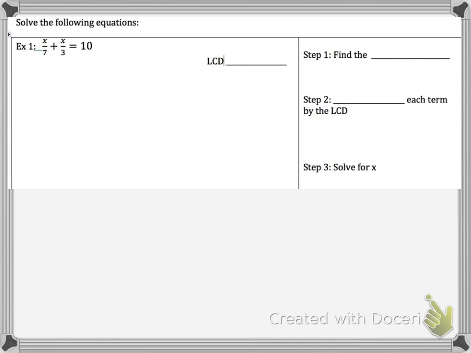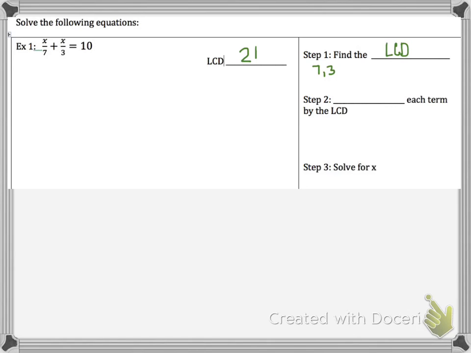Taking a look at example 1, we're going to go over to the right and outline the steps. The first thing we want to do is consider the fractions that appear in the equation, and find the least common denominator, or at least a common denominator, but the best thing to do is to find the least common denominator. My thought process is, what can I multiply 7 and 3 by? Their least common denominator is 21. So my LCD is 21.